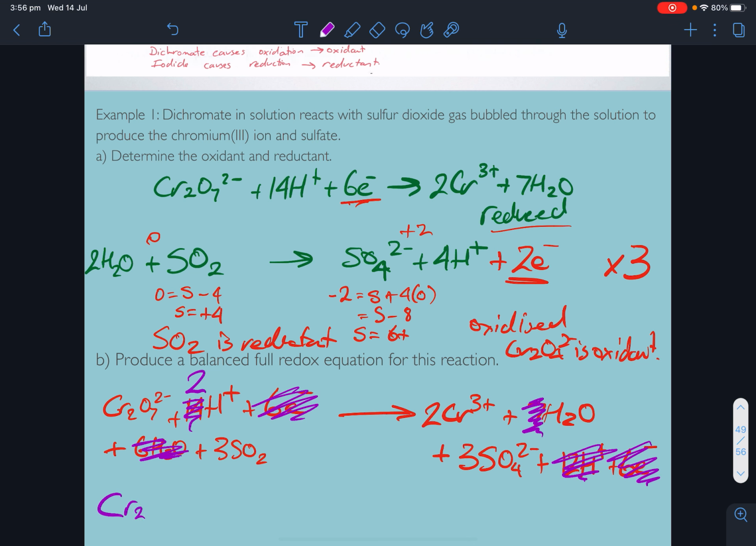So our dichromate, let me fix that up, Cr2O7 2 minus, plus 2H plus, plus 3 sulfur dioxides is going to 2 chromium 3 pluses plus 1 water plus 3 sulfates. That's as hard as it's going to get.